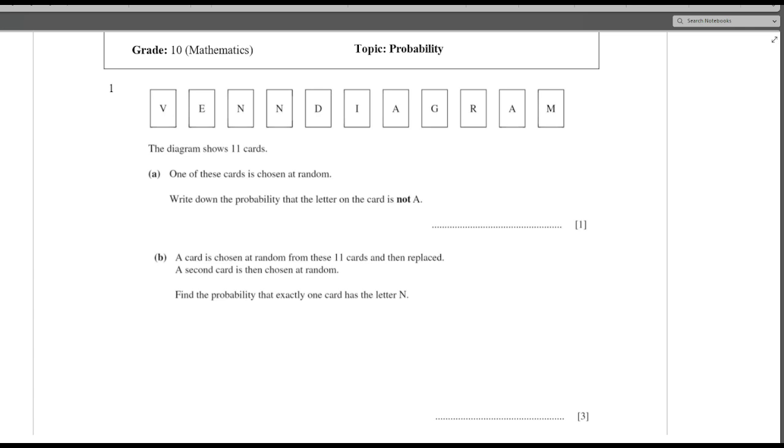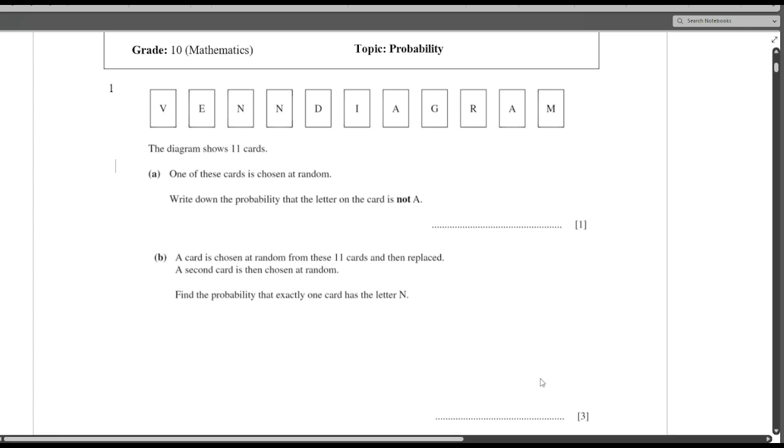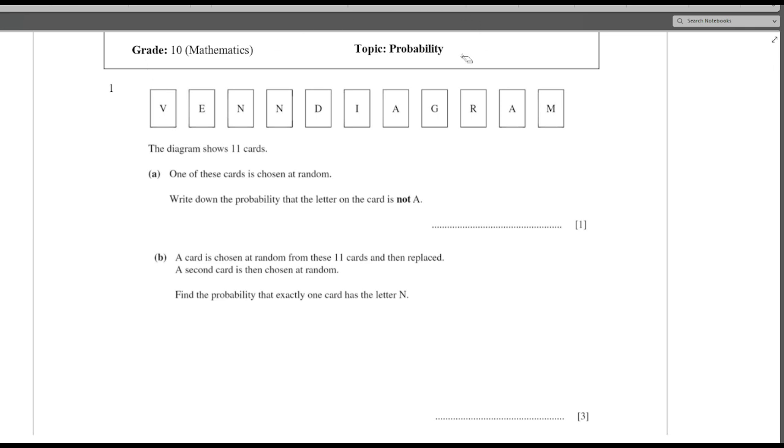Hello everyone. Here we are going to solve one worksheet. Majority of the problems here are based on your past papers. The worksheet is regarding probability. Now let us discuss the first question.